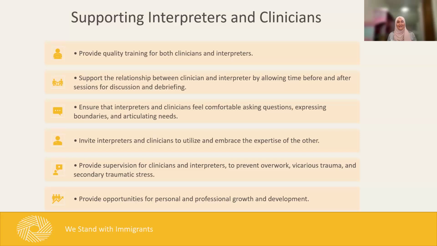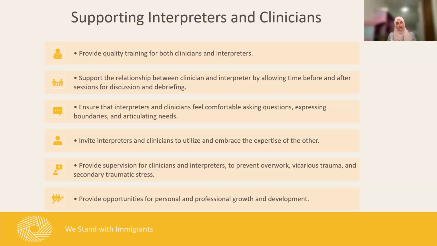It's really important, if you call an interpreter, to offer some time, if you are able, for debriefing before the session and after the session. I will go over some examples shortly. Ensure that interpreters and clinicians feel comfortable asking questions, expressing boundaries, and articulating needs. Invite interpreters and clinicians to utilize and embrace the expertise of the other. So both are very important. And I really emphasize this: interpreters are not only language machines. Collaborating with them in the most effective way helps you as a clinician and helps your clients to receive the best service.